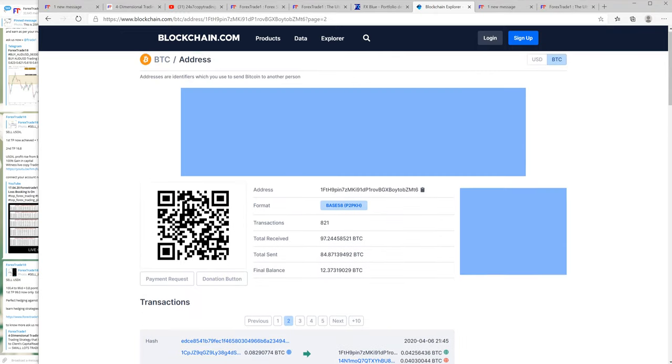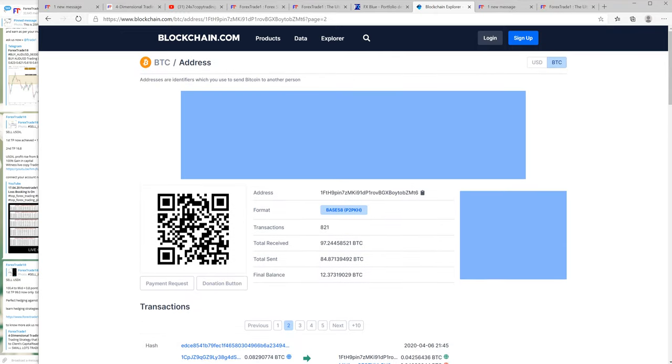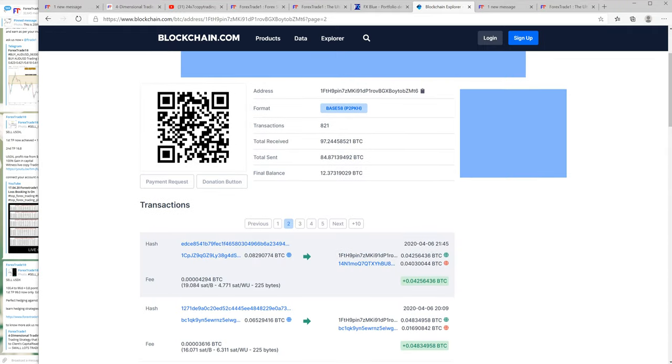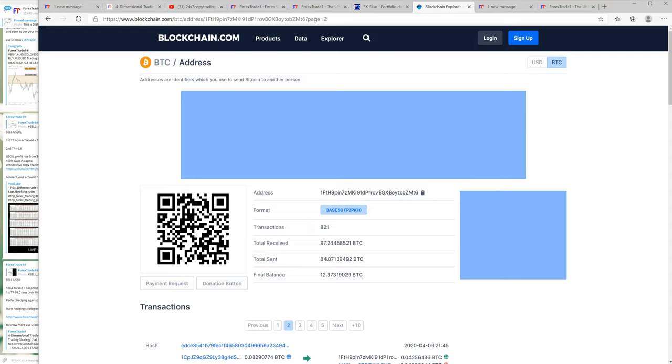If you click here, it will show in Bitcoin. So a total of 821 transactions done, a total of 97.424 BTC received, 84 was sent, transferred to the company's account, and the final balance is 12.3. So this is live. You can check, this is the ForexTrade1 Bitcoin address. This Bitcoin address you can find here.